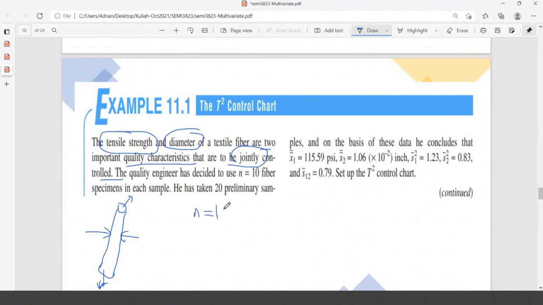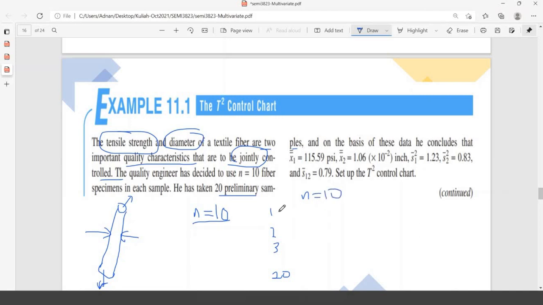So the quality engineer has decided to use n equal to 10. So every time he takes 10 samples, 10 specimens in each sample. So he has taken 20 preliminary samples. So it means that he has, okay, 1, 2, 3 until 20 samples. Okay, so the n is 10.